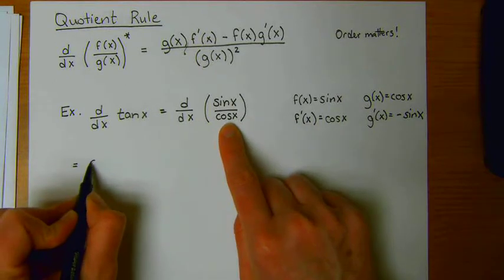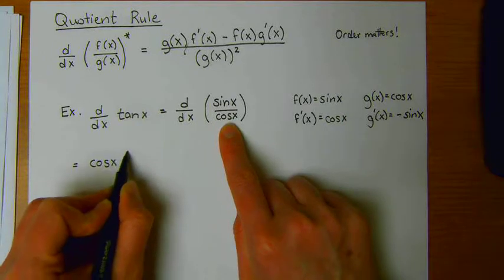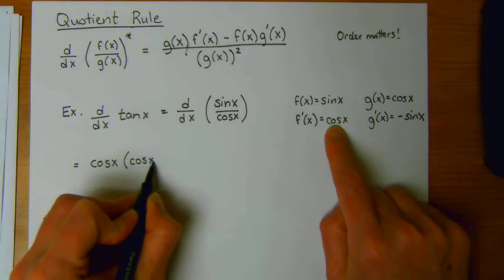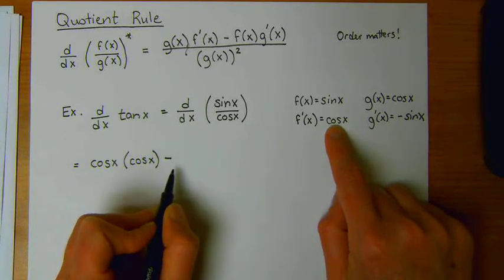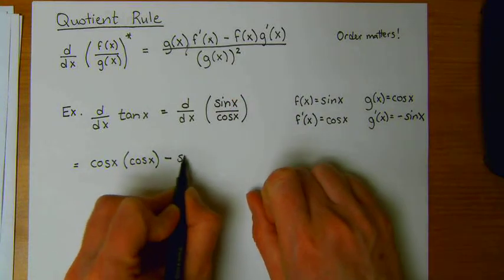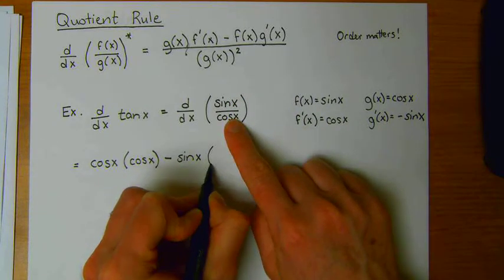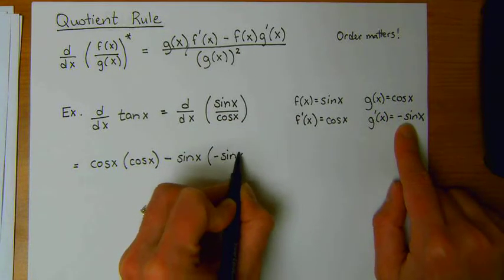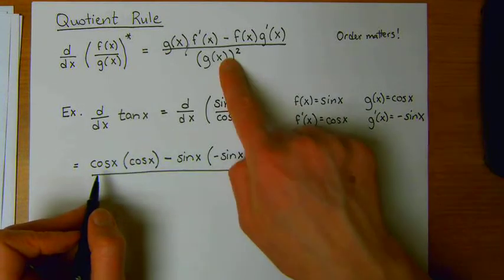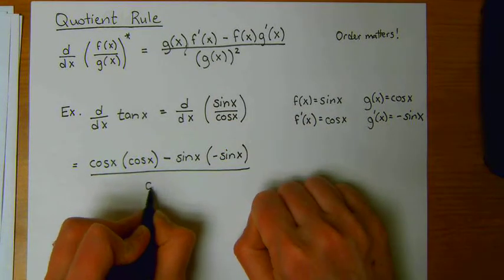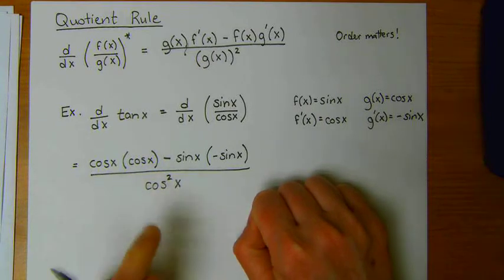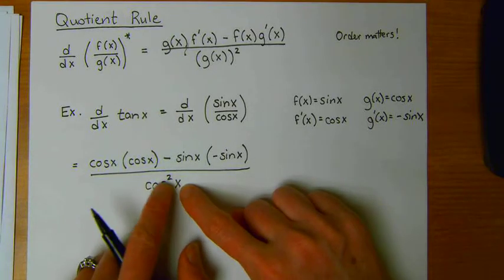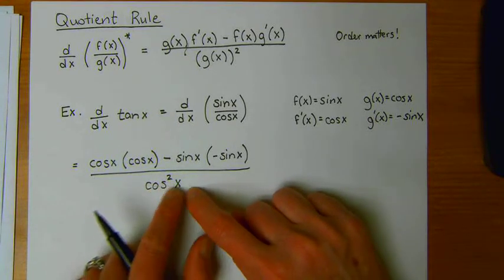So for this I need to take the bottom function times the derivative of the top function, and the derivative of the top function here is the derivative of sine, which is cosine, minus the top function, which in this case is sine, times the derivative of the bottom function, the derivative of cosine, which is negative sine, divided by the bottom function squared, which in this case is cosine squared. And I'm writing this squared in here. It's standard practice when dealing with trig functions that when you square them, you put the 2 inside so it's not confused with the cosine of x squared.